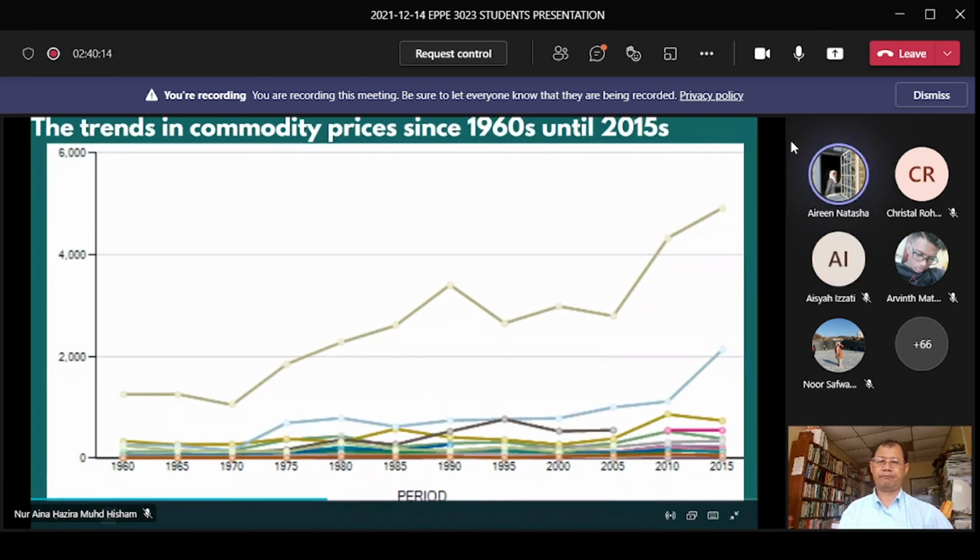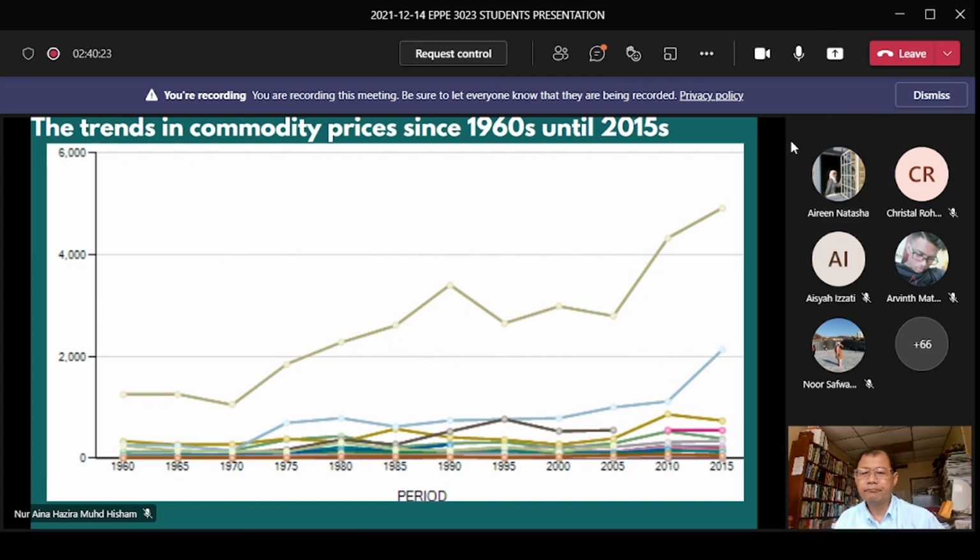Alright, this chart shows the trend in commodity price in developing countries since 1960 until 2015. This trend shows increases and decreases from 1960 until 2015. Alright, for example, in Thailand, the product is food, which is rice. It shows an increase from 1960 to 1995, but in 2000 it shows decrease. Alright, next.